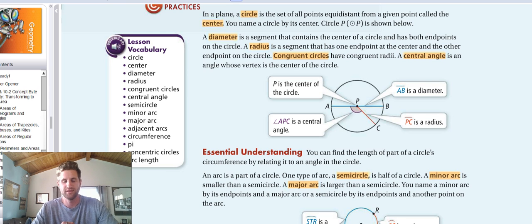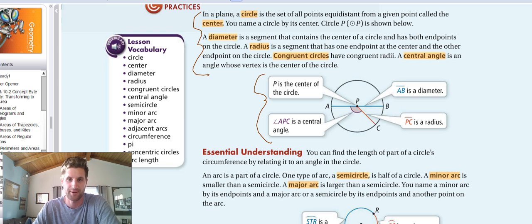Hey guys, welcome. This is 10.6 video. We're starting circles, and what better way to start circles than doing a lot of vocabulary. So what I'd like you guys to do is go ahead and work through this vocab. The best thing would be to write it down and also include this picture to start it out.